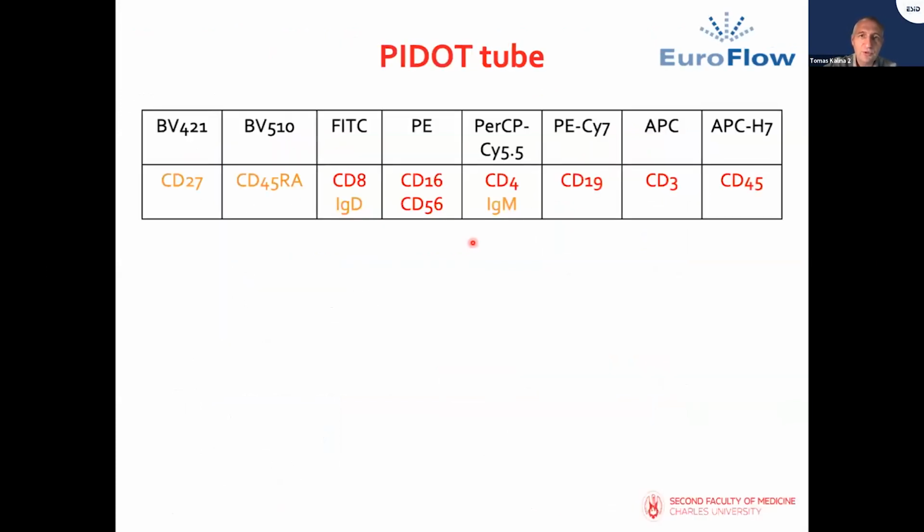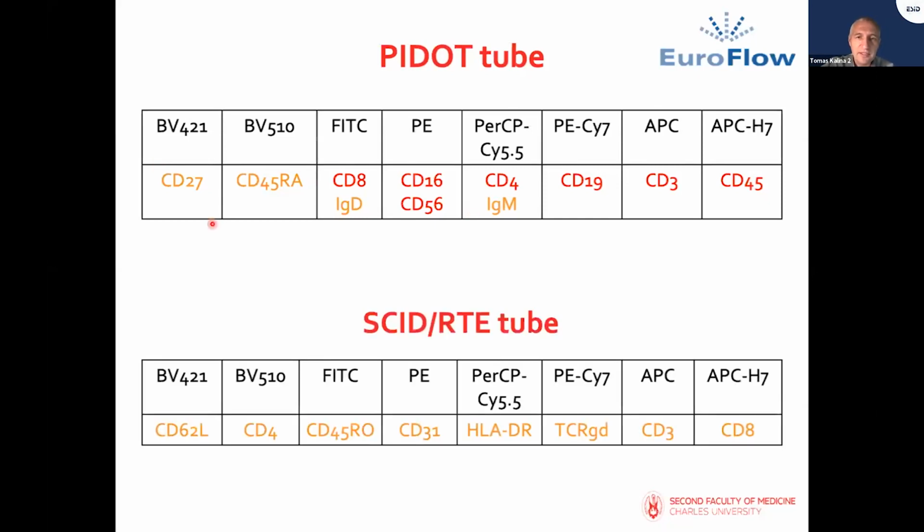So the orientation tube is basically the classical TB-NK. This is now highlighted in red. And then in orange, you see the added markers. These two markers give us the chance to look at the naive forms. This is what gives us a chance to look at the subsets of B cells together with CD27.